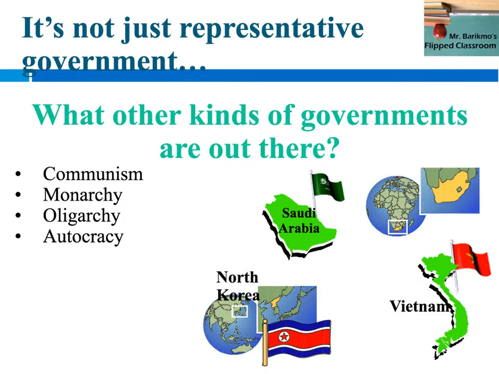Now, it's not just representative government that we look at. We talk about direct democracy, we talk about representative democracy, but there are other kinds of governments out there that we could choose. Communism is a possibility. You've studied that in history. Monarchy, oligarchy, autocracy, all are very different systems, but they have various different pieces that we have to understand.